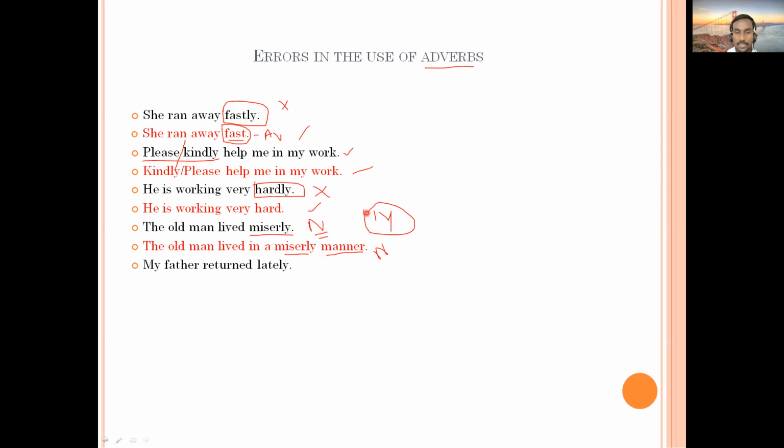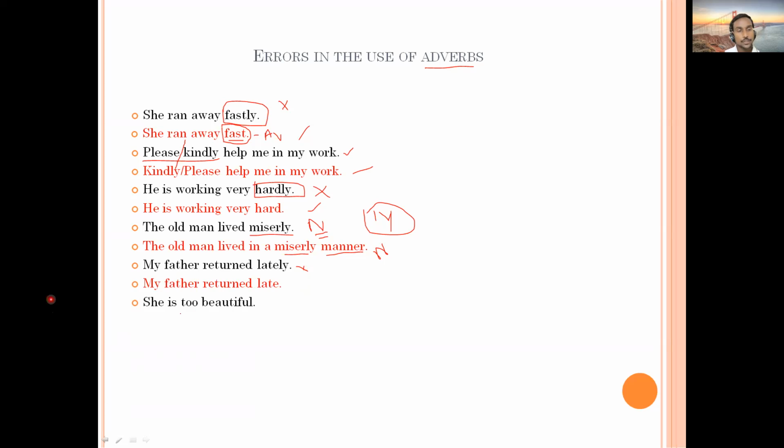Next, my father returned lately. So what is wrong with this? Lately. What should it be? Late. My father returned late, not lately. The meaning of lately is recently. So my father returned late, not lately.